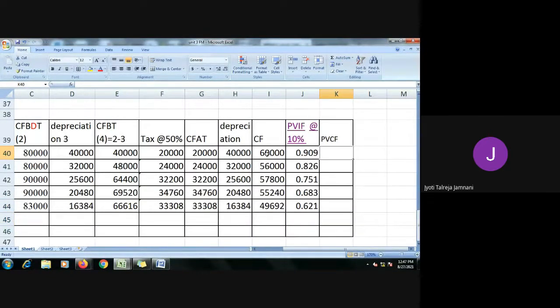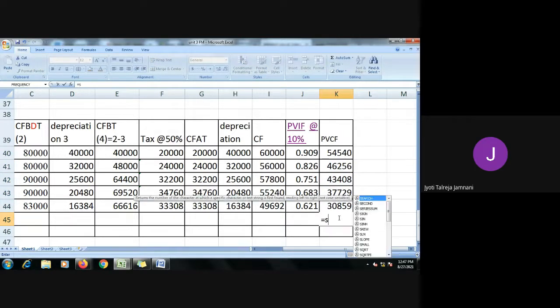Now we can multiply the cash flow with the present value interest factor to get the present value of cash flows. So 60,000 into 0.909, we get 54,540. Similarly, 56,000 into 0.826, we get 46,256. And the same way we have to do it for the others. These are the answers that we get. If you get decimals, just round them off because we still have many steps, and if you take decimals, adding them and getting a total will be confusing.